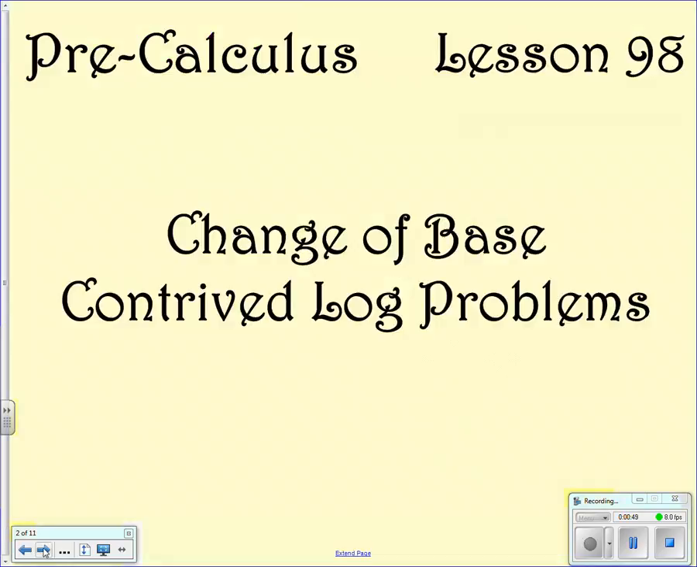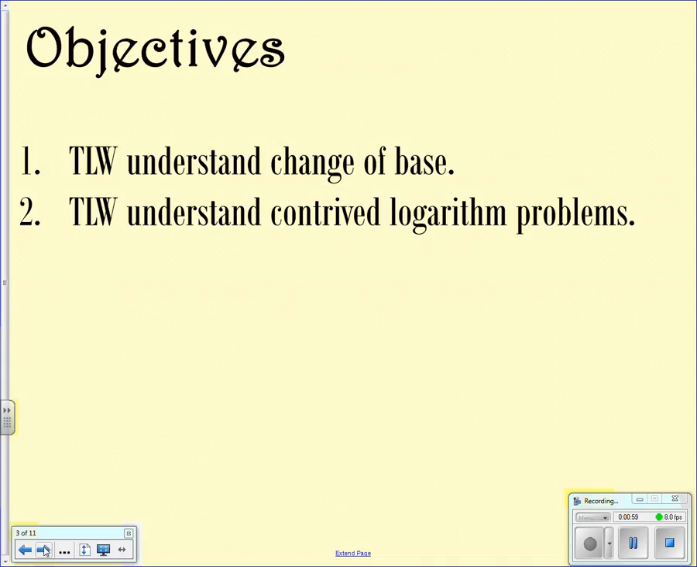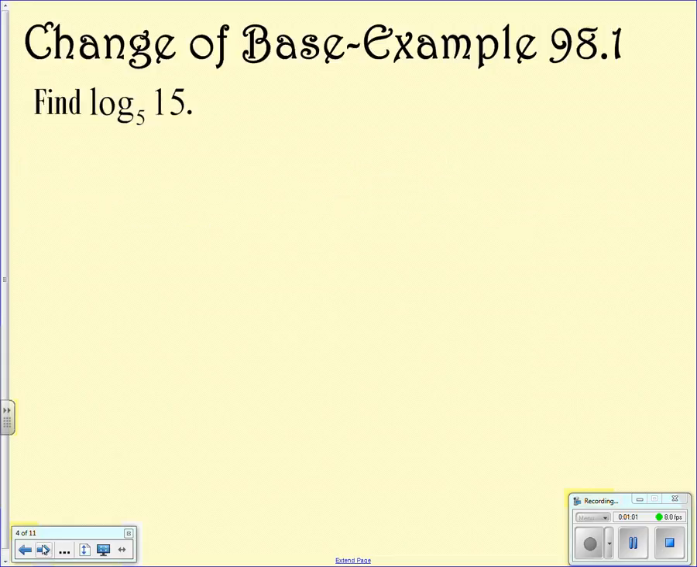Hey, we are looking at lesson 98 today. We're looking at the change of base, and then we're going to look at contrived log problems. Okay, so change of base and contrived log problems. Hopefully you'll understand those after this lesson.